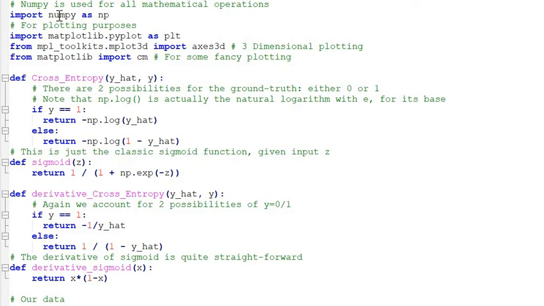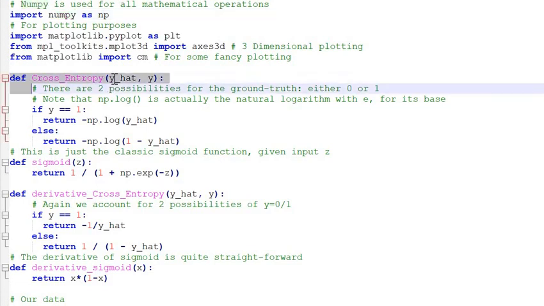We would be using NumPy. Then, for plotting purposes, we are using matplotlib, and we are also using the MPL toolkits for various types of plotting. As we have already discussed, we are using cross entropy as our cost function. So I'm just defining that cross entropy.